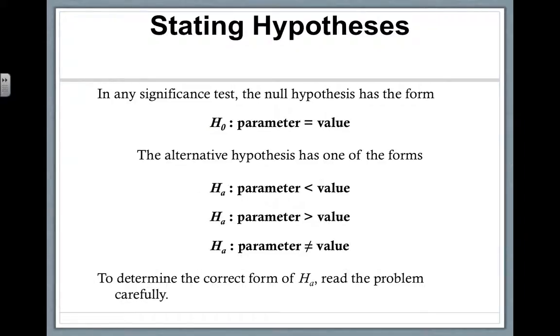So in any significance test, the null hypothesis has the form as follows. The alternative hypothesis has one of the forms that I wrote on the bottom of the last slide, okay? It's either going to be less than, greater than, or not equal to what it did in your null hypothesis. So to determine the correct form of H_A, read the problem correctly.